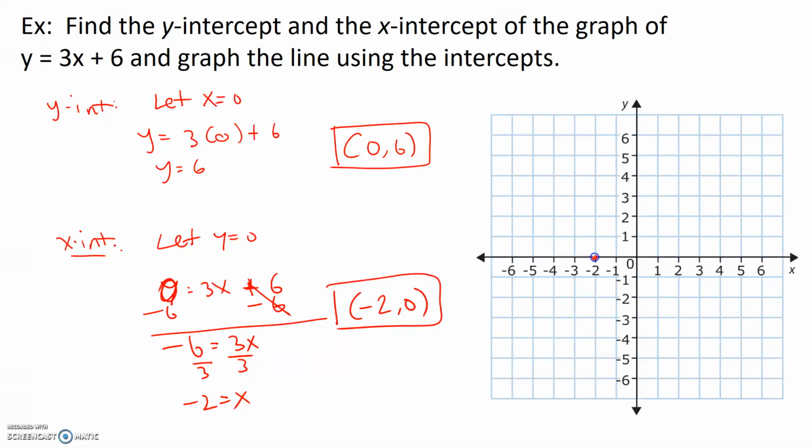To plot these points, we have (-2, 0). We have (0, 6). We connect them using a straight line. And this is the graph of our line.